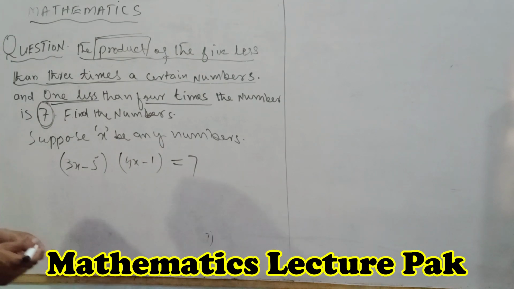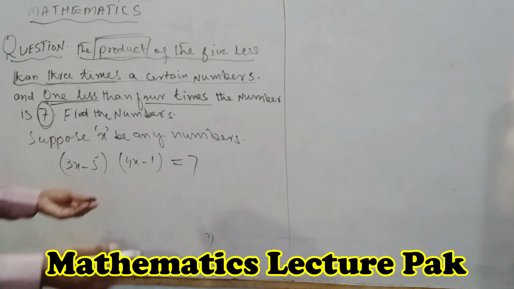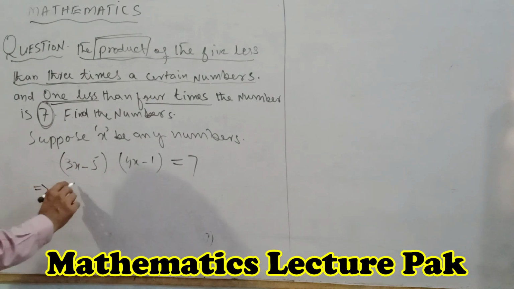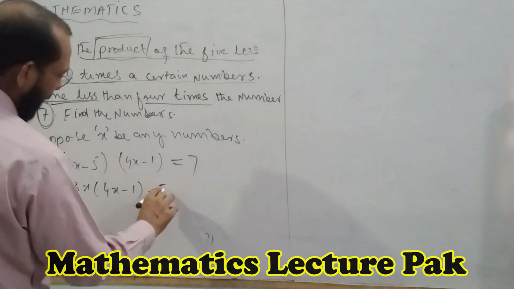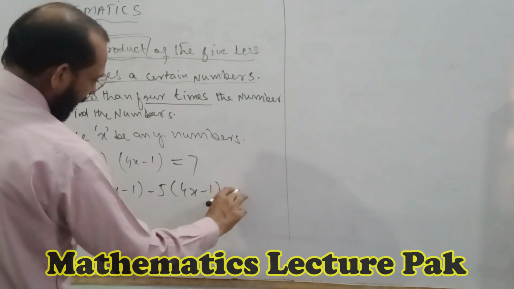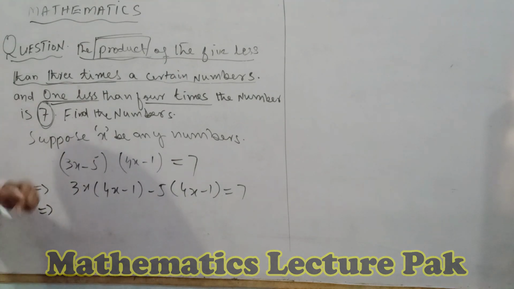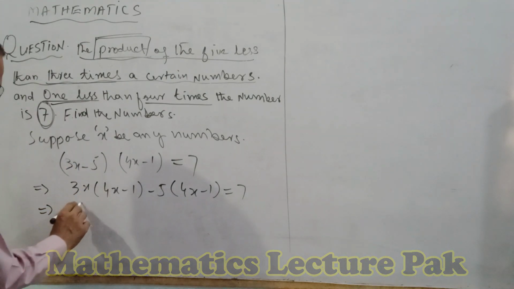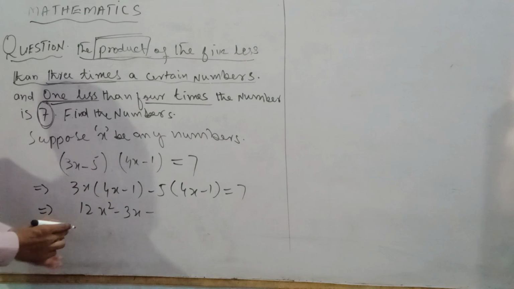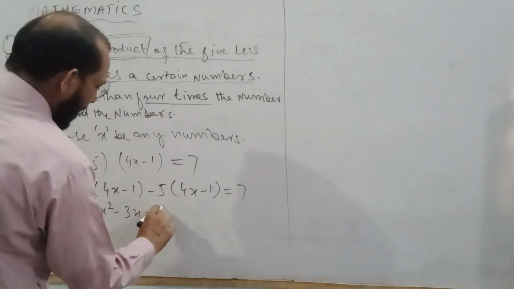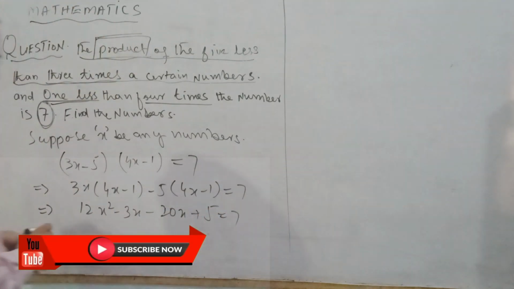After reading the statement, we make the final statement of the question, to find the value of x. So the product of these two numbers is 7 according to the statement. Now we have to simplify, and then we get the final result. So (3x minus 5) multiplied by (4x minus 1) is equal to 7. This is the first step of the simplification. Now the second step: 3 multiply 4, 12x square, negative 3x, and negative 5 multiply 4x, negative 20x, negative times negative, positive 5 is equal to 7.